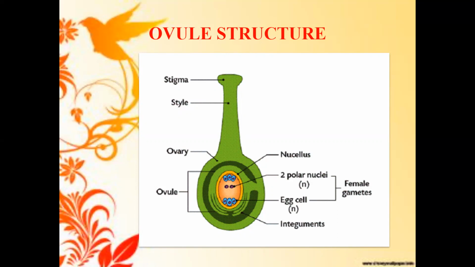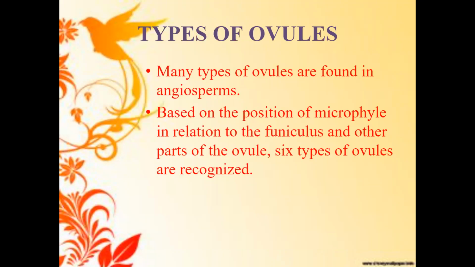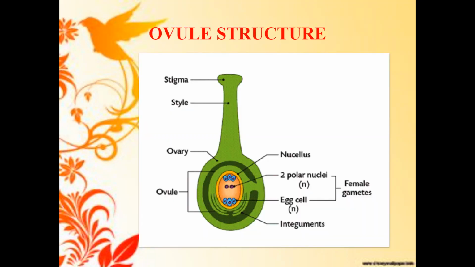So the ovule consists of the nucellus, two polar nuclei, the egg cell, and integuments. In the last class, we discussed the basics of the types of ovules. The ovule contains a diploid tissue called the nucellus.